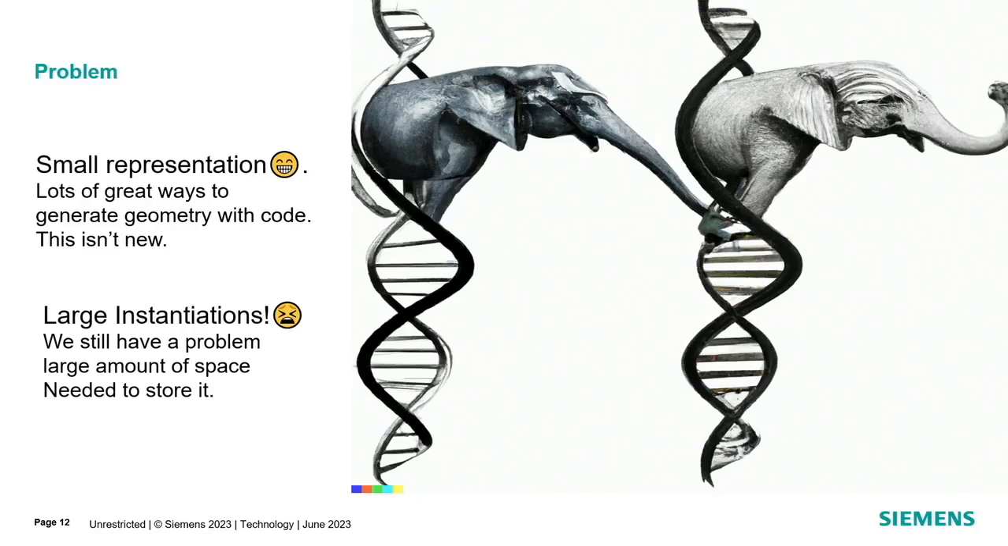The problem is, lots of people have written code to generate geometry. There are even CAD systems out there where all you do is write a script and it outputs geometry at the end. That's not the solution. You get a small representation, but at the end of the day, after you run the program, you still have this giant representation of things. You still have an elephant that you need to somehow work with. So that, by itself, is not the solution. We need to think about how we can instantiate an elephant every time we want to do something with it.